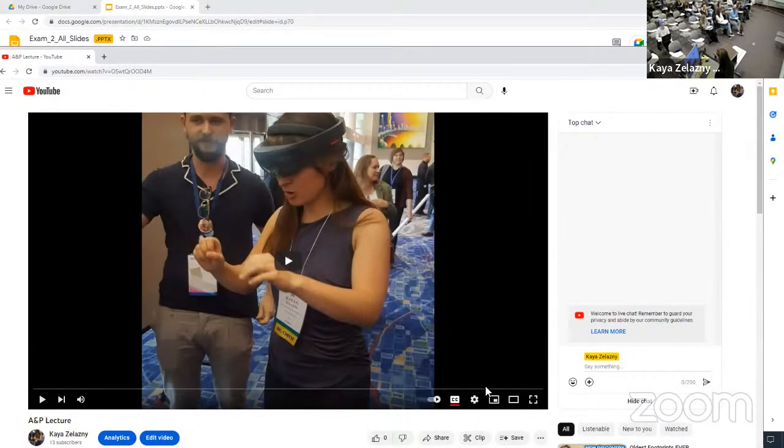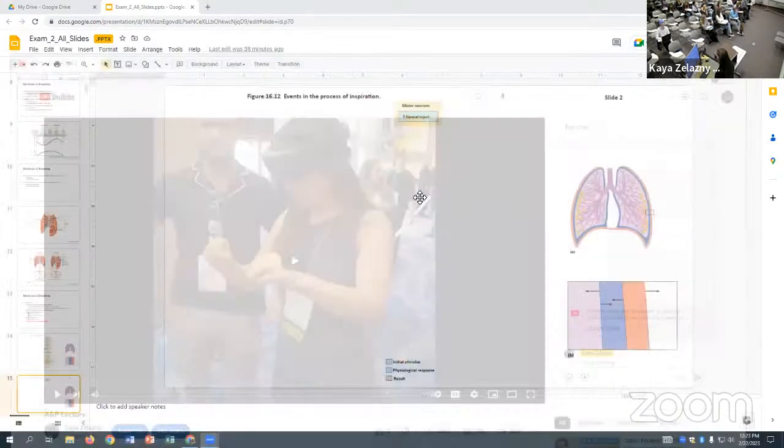Sharing screen. No, this one. Okay, cool.